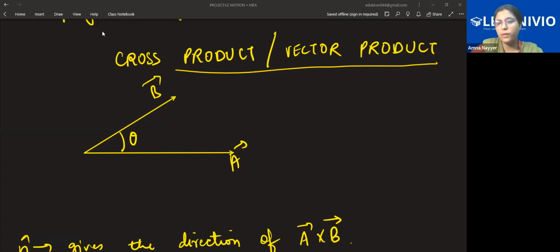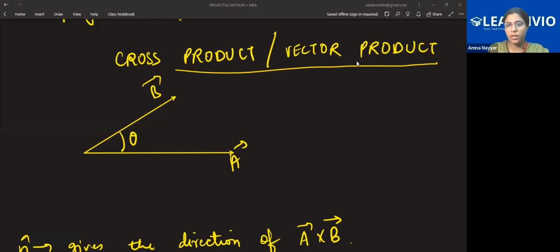See, the dot product we had completed in the last class, where we took the magnitudes of both vectors, and in between them we took cos theta, right? So cosine was the trigonometric portion, the angle which was made.